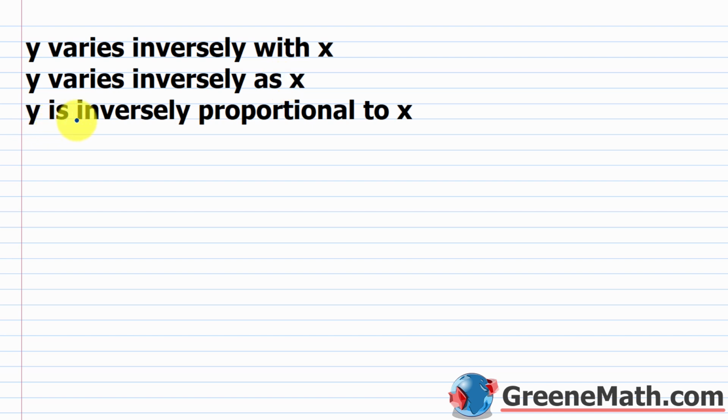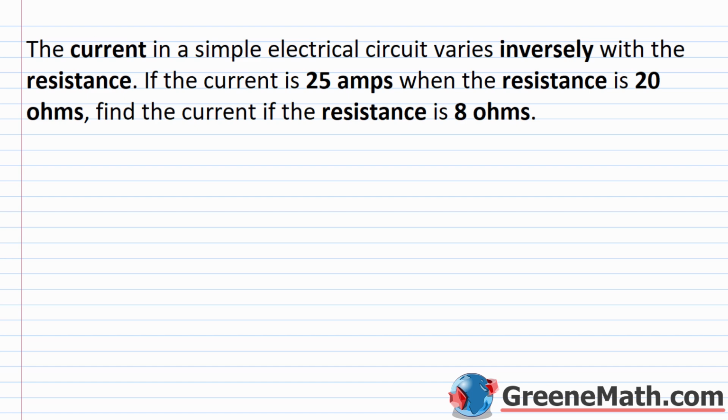You might also see y is inversely proportional to x, or y is inversely proportional to the nth power of x, something like that. So let's look at a simple example. The current in a simple electrical circuit varies inversely with the resistance. If the current is 25 amps when the resistance is 20 ohms, find the current if the resistance is 8 ohms. So again, it's a very easy problem.